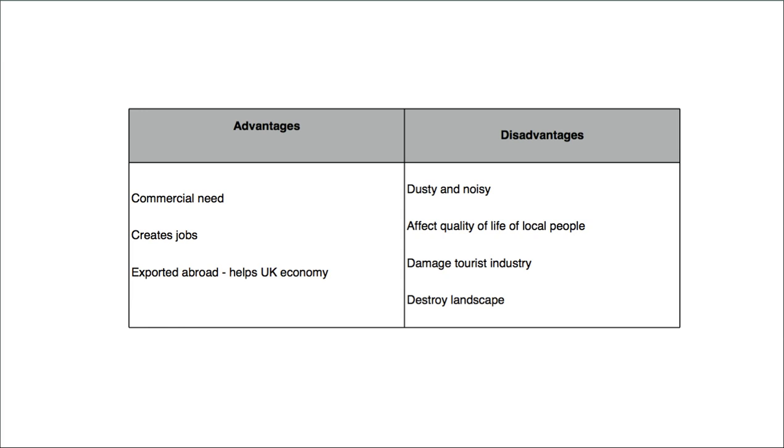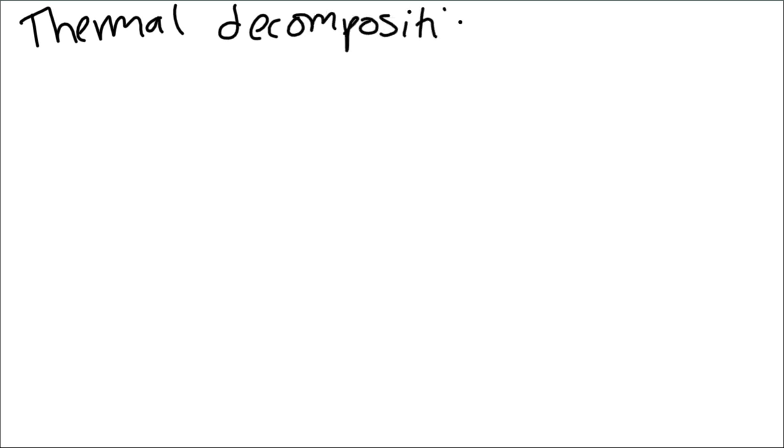So first thing I want us to have a quick look at is something called thermal decomposition. When you look at decomposition, you think of breaking down. When you see thermal, you should think heat. So this is breaking something down using heat. And this is what happens when we heat up limestone, or the main compound that is in limestone, calcium carbonate.